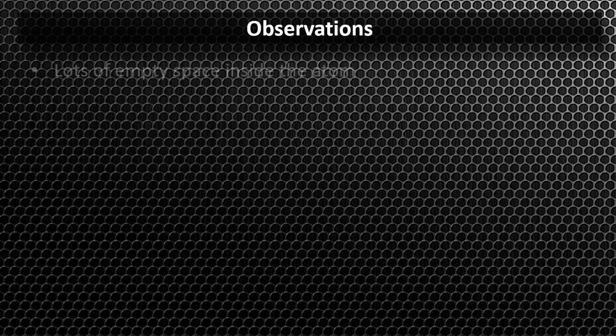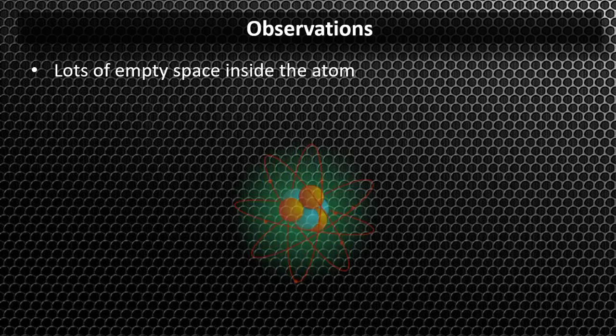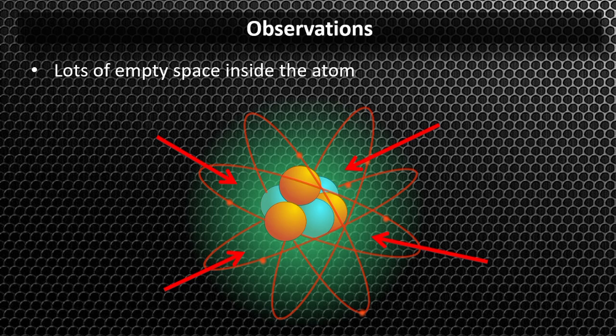The first one is, since most of the alpha particles pass straight through the gold foil without any deflection, it shows that there is lots of empty space inside the atom or in between the atoms.